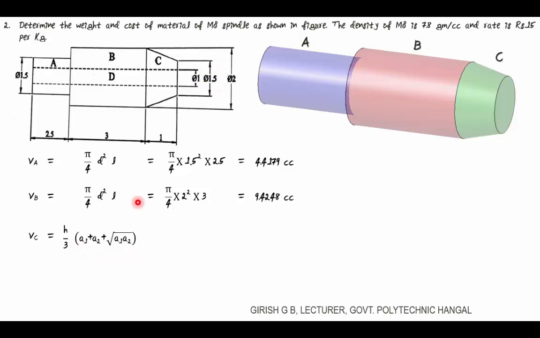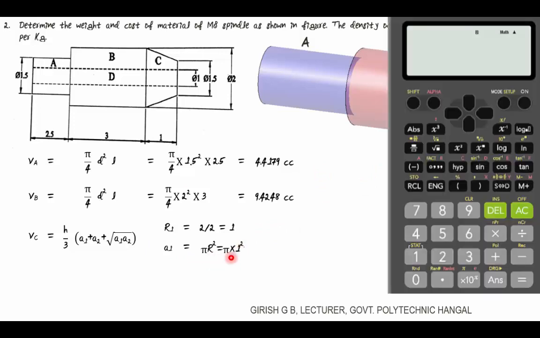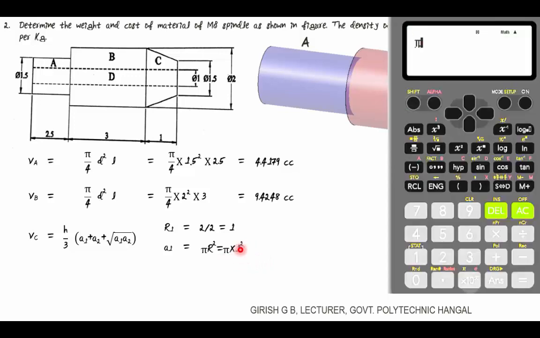Let's first calculate the radius R1. R1 is equal to diameter by 2. Diameter is 2 centimeter divided by 2. It will be 1 centimeter. The area will be pi r square, since it is a circle. Substituting the values, pi into r square, r square is 1 square. Multiplying, we will obtain 3.142. Since 1 square is 1, pi value is 3.142. Hence, area A1 will be equal to 3.142. Let's store this value to x. A1 is stored under x. 3.142 square centimeter. Area's unit is square centimeter.